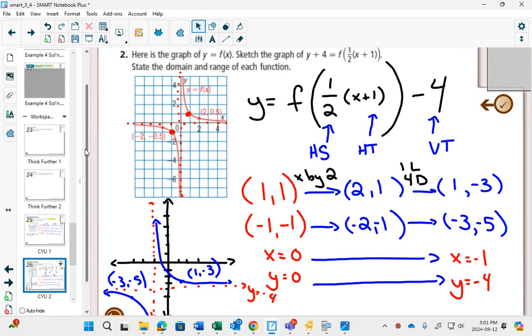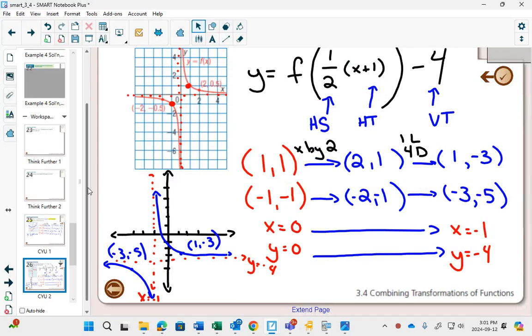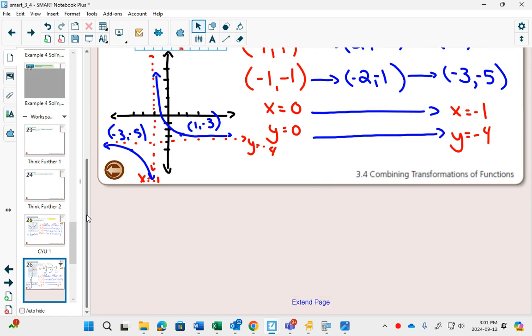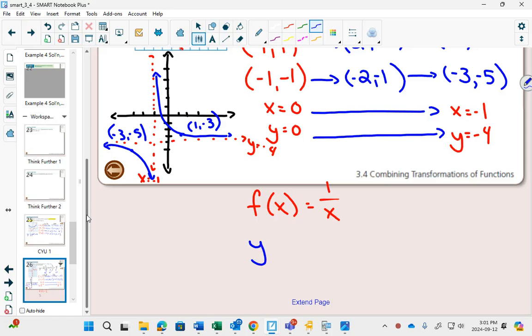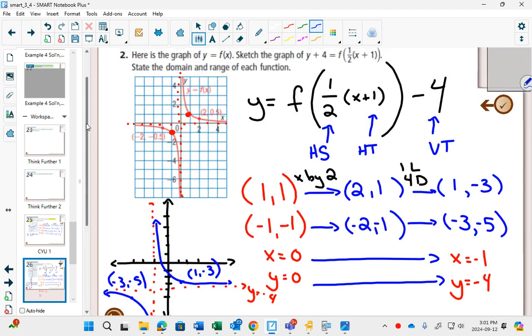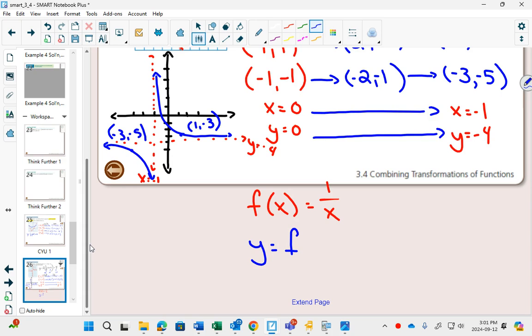Next, do you recognize the red graph from our colored papers? Our red graph is 1 over x. I'll write it in red. The red graph was 1 over x, and we just graphed this in blue.